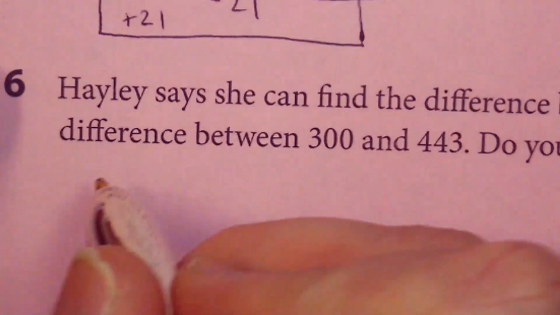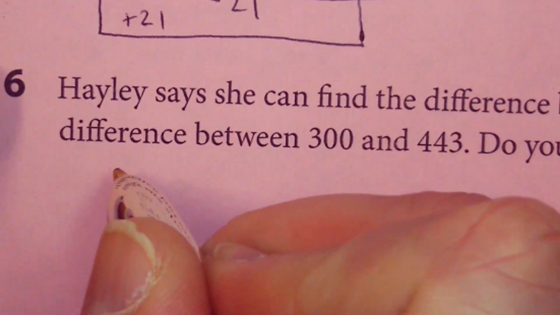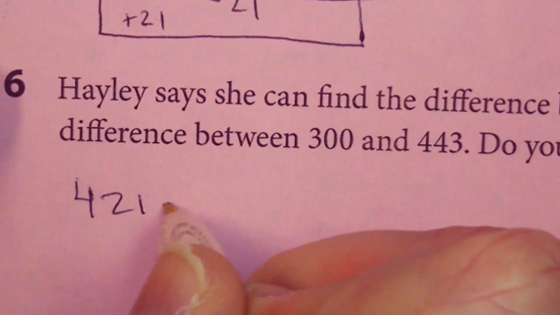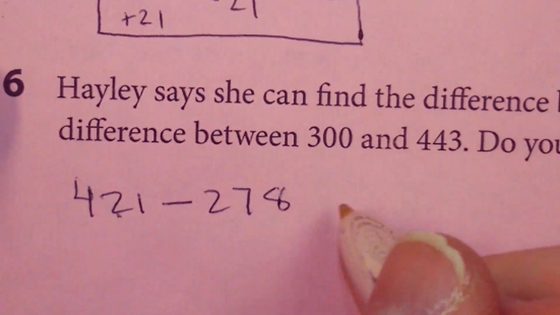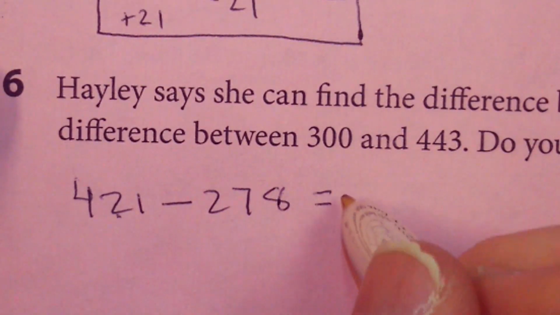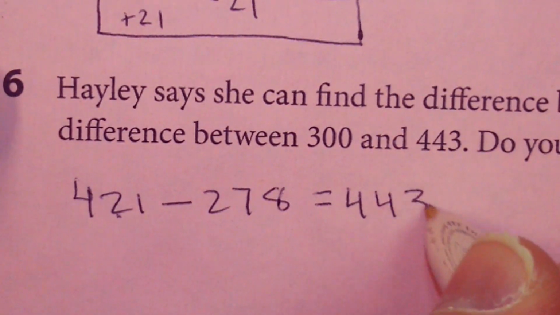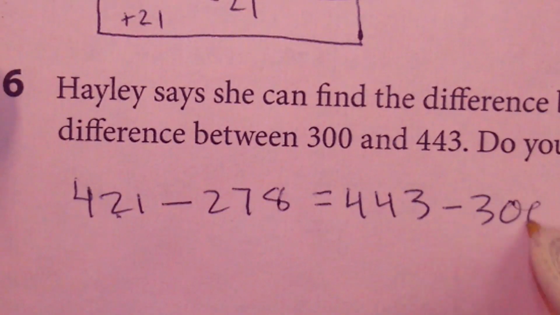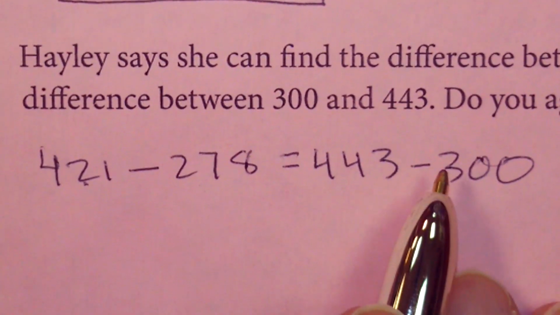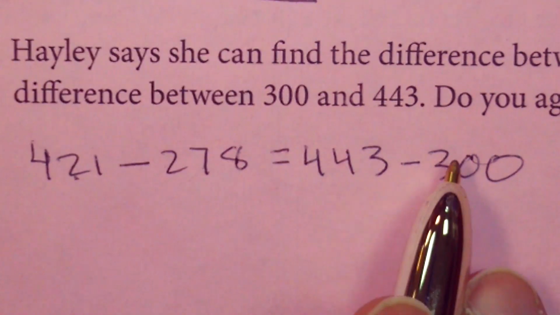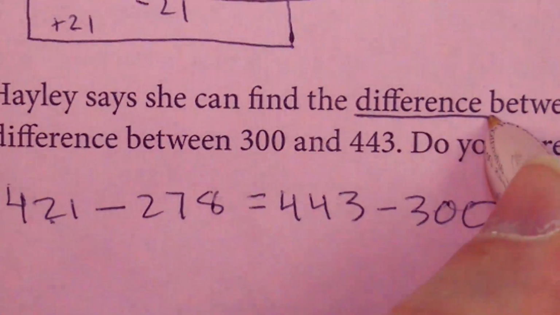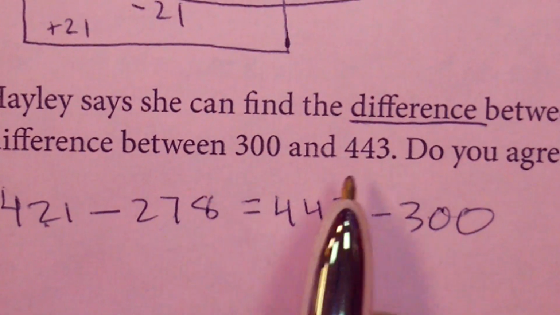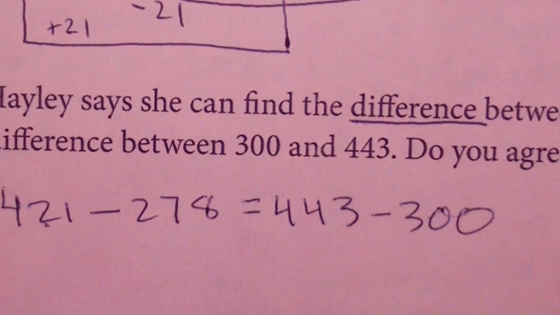Haley says she's going to find the difference between 421 and 278. Notice that I put the larger number first. She said she can get the same answer by taking 443 and subtracting 300. So it looks like she tried to make this 278 a lot more friendly by turning it into 300. When you use difference, you can no longer use give and take. You either have to use give or take.